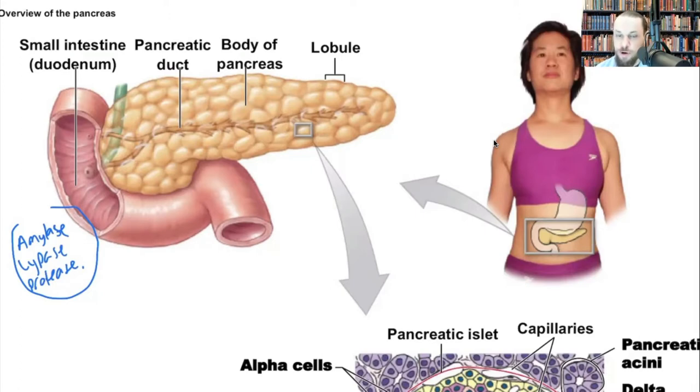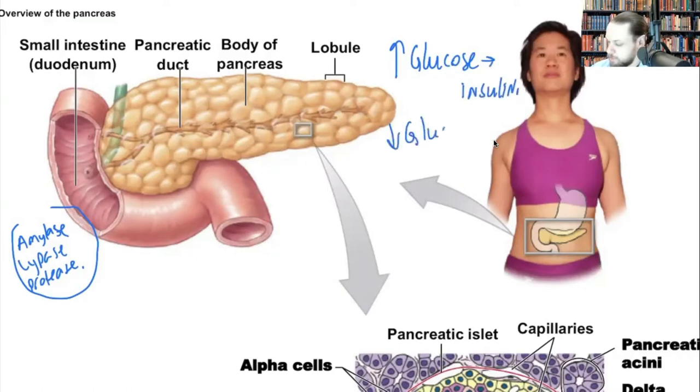But you also know that your pancreas makes insulin, and your pancreas also makes glucagon, right? The way you want to remember: when you have a high glucose level, so you have elevated glucose, your body's going to secrete insulin. When you have low glucose, or when the glucose is gone, it's going to secrete glucagon.